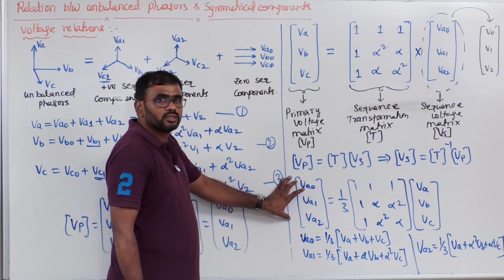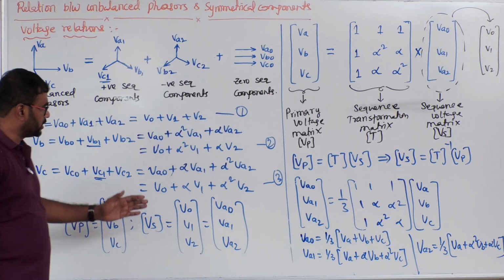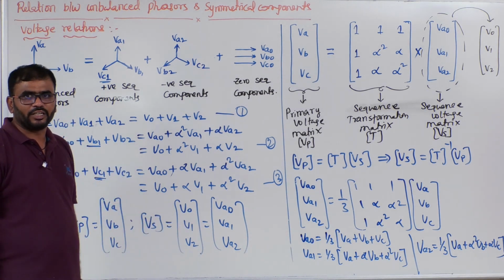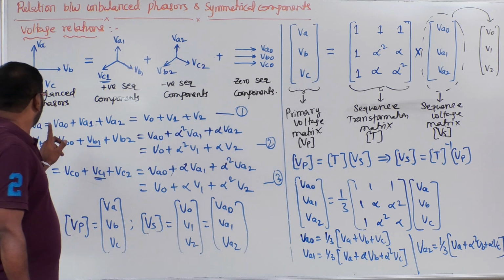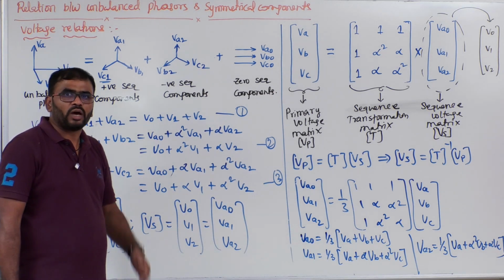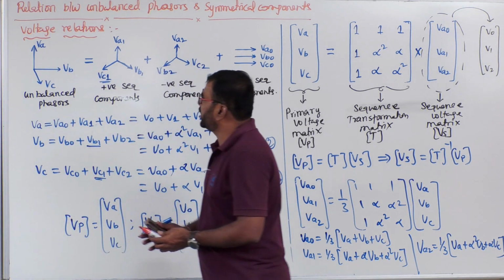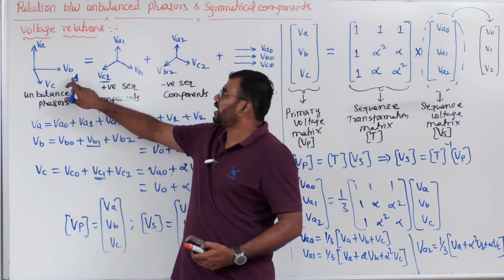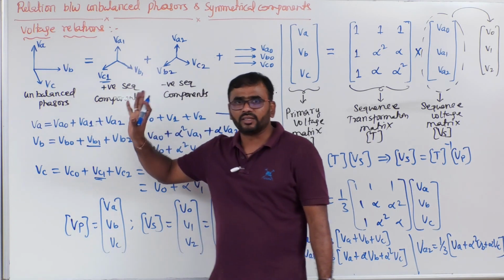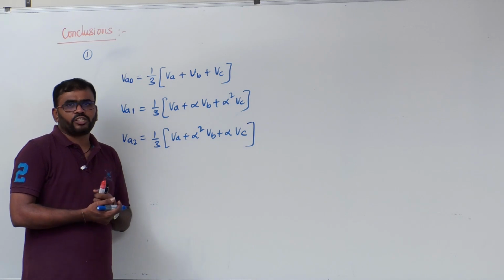Okay. So we have written unbalanced phasors in terms of symmetrical components. Now here we have written symmetrical components in terms of unbalanced phasors. Now these are voltage relations. Similarly you can write current relations by replacing V with I. That is the homework for you. You have to do it. The only thing here is you need to replace V with I. Nothing else. That's enough.